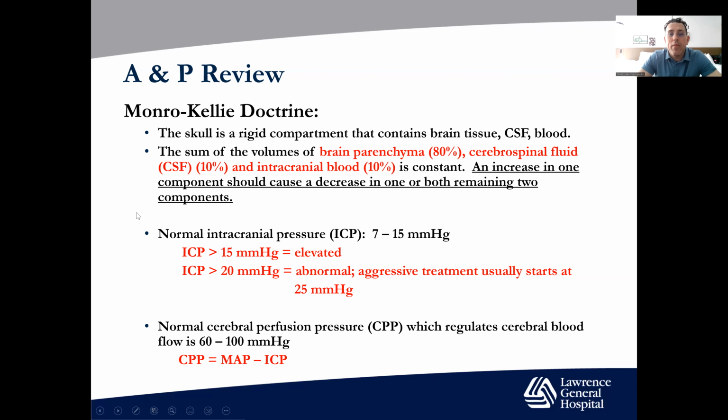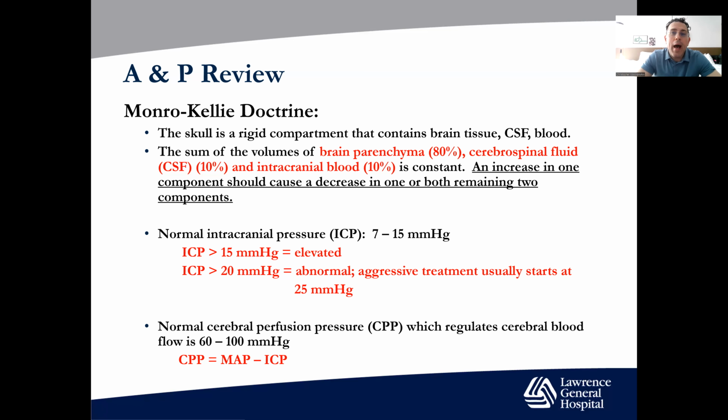So the first question we have here is, what is a normal intracranial pressure? It's somewhere between 7 and 15 millimeters of mercury. By definition, greater than 15 millimeters of mercury is an elevated ICP. When it starts to get to 20, we start to get really concerned about elevated ICP. When it's greater than 25, we really have to start to institute aggressive treatment to lower it.